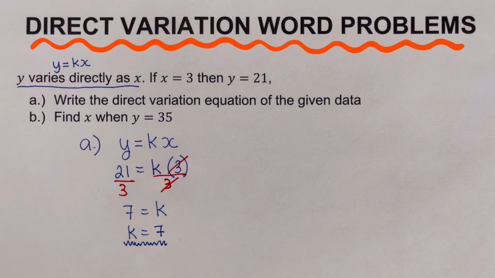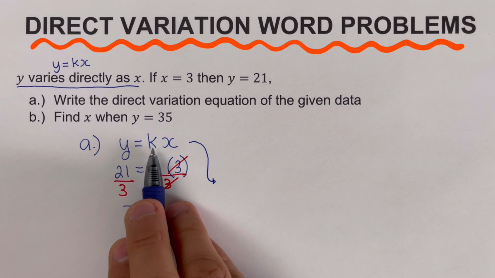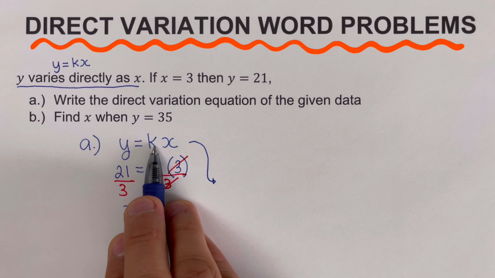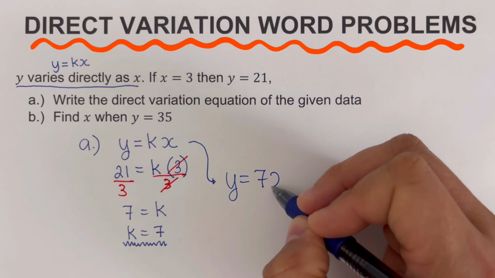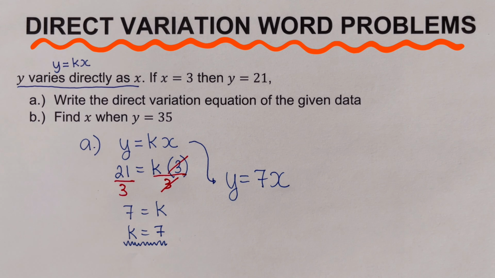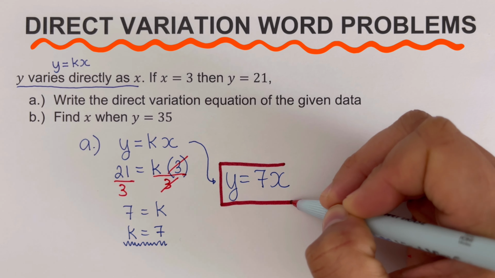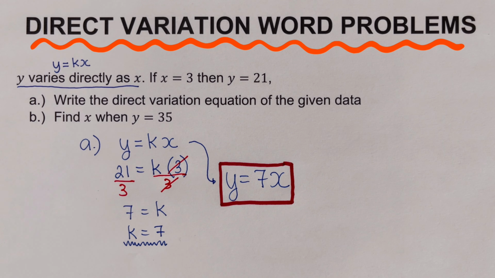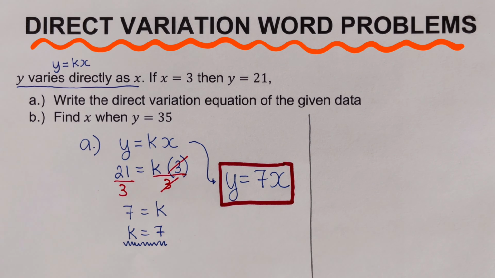Now we are supposed to write the direct variation equation of the given data. So we have a k, and we plug it back into the equation. Instead of writing k, we write 7. So this comes out y equals 7x. This is the answer to the first question: write the direct variation equation of the given data. So y equals 7x. For letter B, we are supposed to determine the value of x when y is 35.